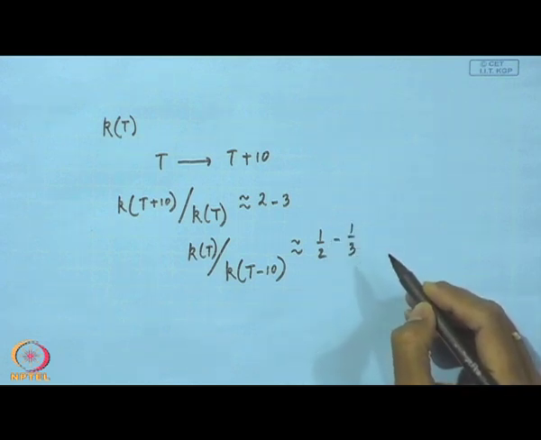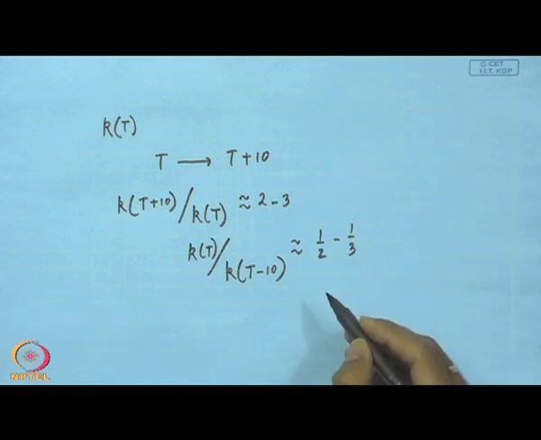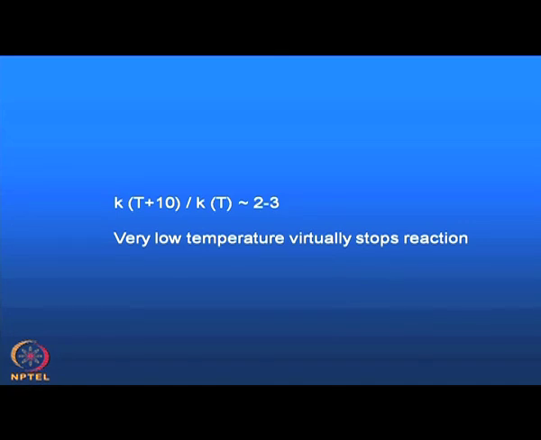It is also an experience that if you go to very low temperature, like sub-zero, much lower than 0 degree centigrade, virtually the reaction stops. The reaction does not proceed at all, or even if it proceeds, it is very slow. So very low temperature virtually stops chemical reaction.